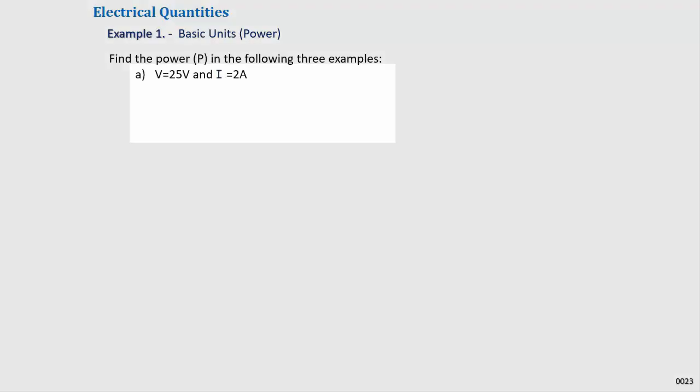The following example is in the accompanying workbook, Basic Units, Power. All three parts of this example require the power to be calculated. In Part A, we can use the formula power is equal to the applied voltage V times the current I. Substituting the values, voltage equal to 25 volts and current equal to 2 amperes. So 25 times 2 gives a power consumption of 50 watts.